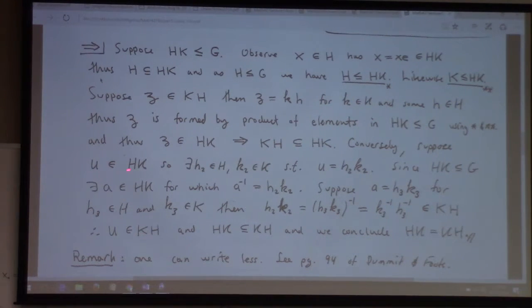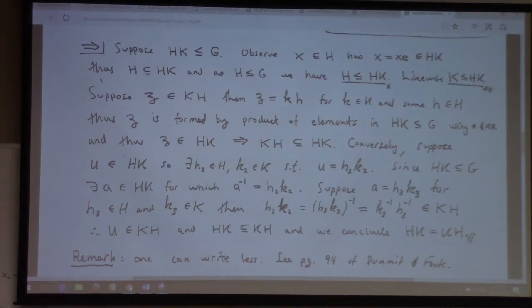Conversely, if you take a point U in here, that means we can write U as H2 K2, and since that's a subgroup of G, that means there's some A whose inverse is this. Every element is the inverse of some other element in a group. So A is equal to H3 K3. Closed under inverses, A is always A inverse inverse. Anyway, so you work through this, and that gives you that the U I picked in here is also in KH, which shows that HK is a subset of KH, and so we get that they're equal.